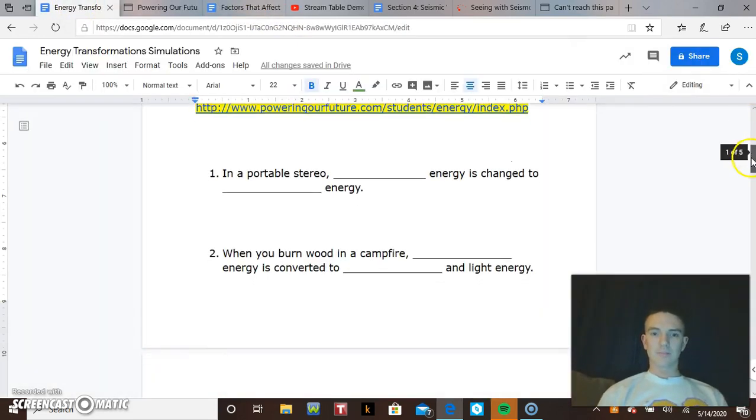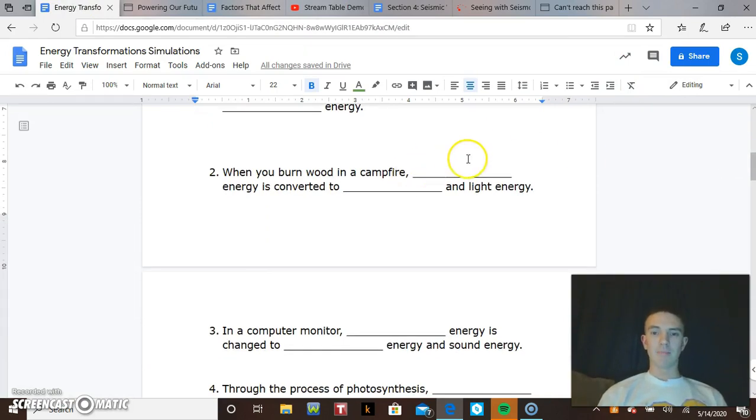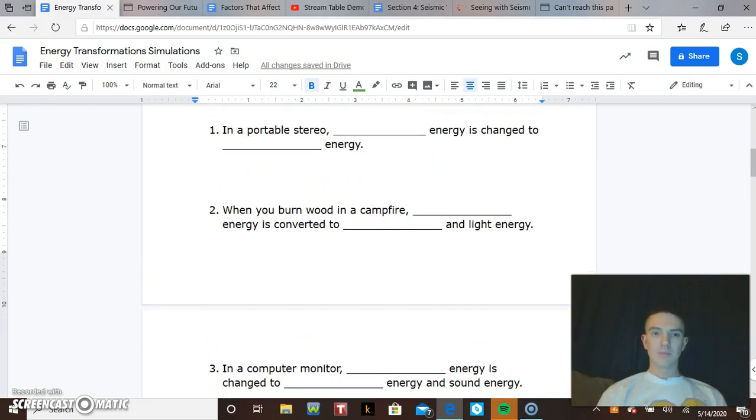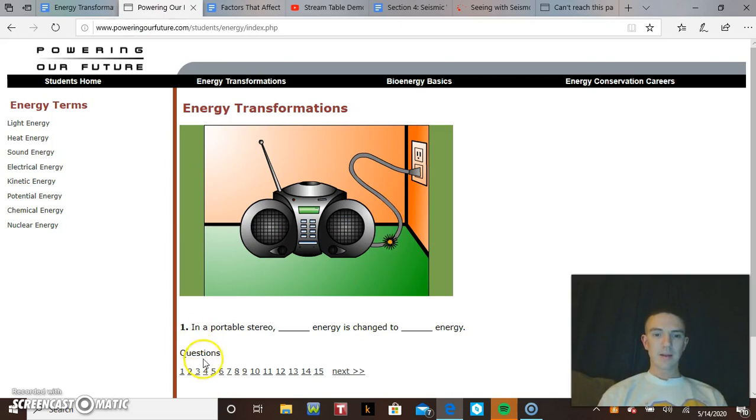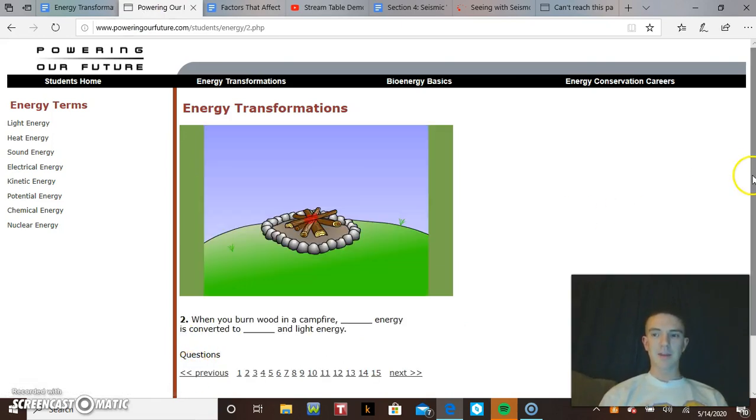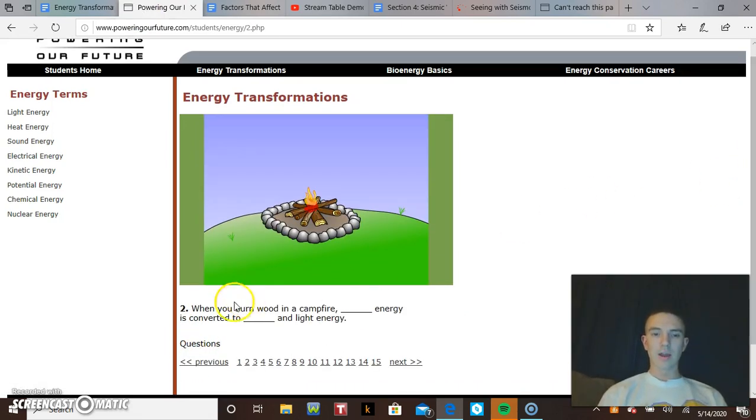Number 2. When you burn wood in a campfire, blank energy is converted to blank and light energy. Okay. Number 2. Go back to my site. It's the same exact thing, word for word. When you burn wood in a campfire, blank energy is converted to blank and light energy.